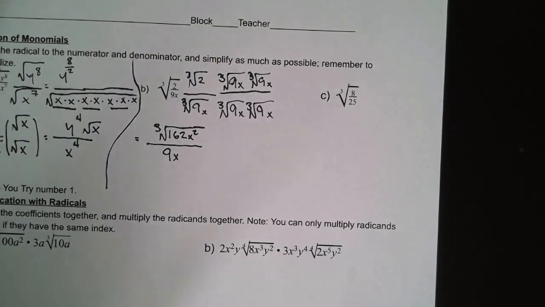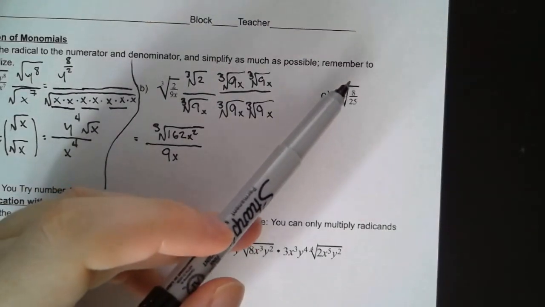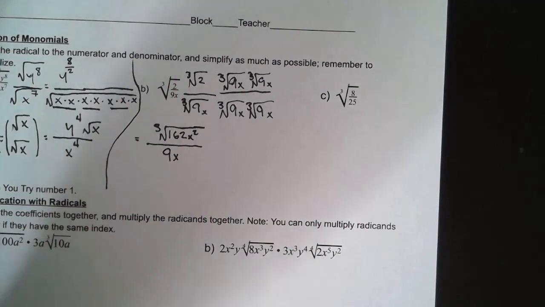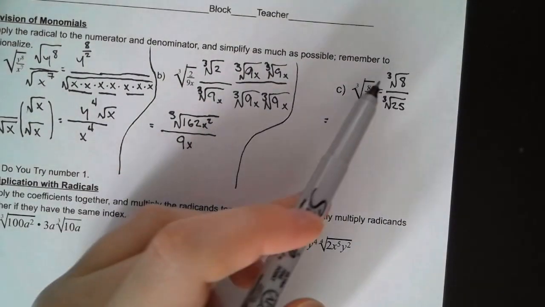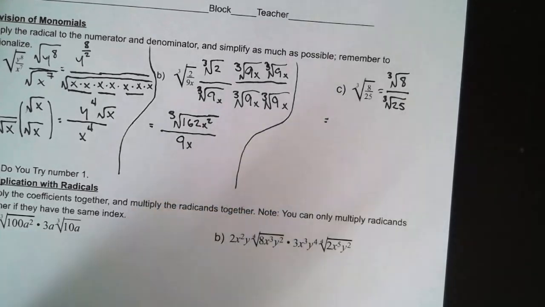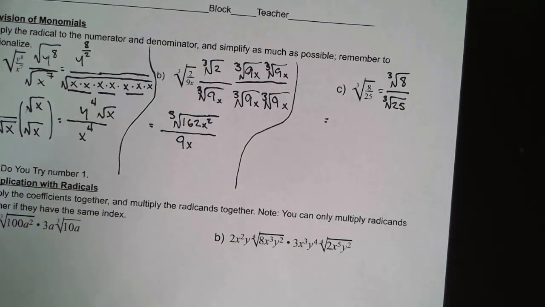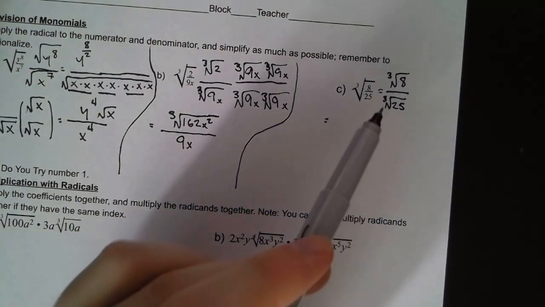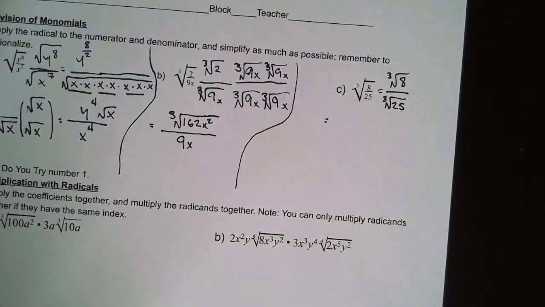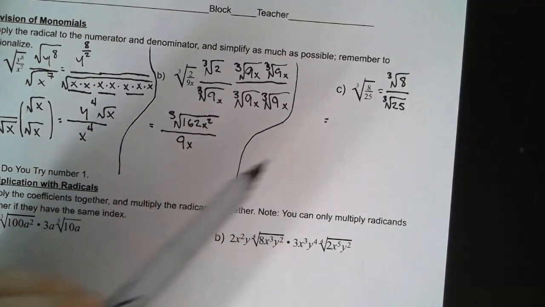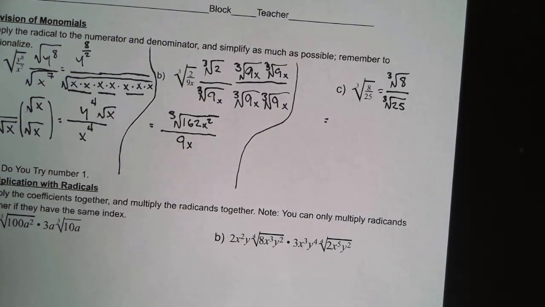So the first thing we need to do here is apply the cube root to the numerator and the denominator. So I'm going to go ahead and do that. The cube root of 8 is 2. 2 times 2 times 2 is 8. There is no cube root of 25, so we'll need to rationalize that. So I'm going to go ahead and simplify the numerator in the next step, and then we will rationalize.